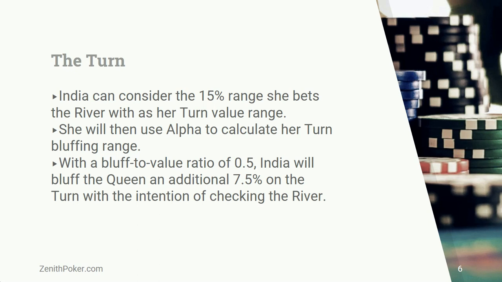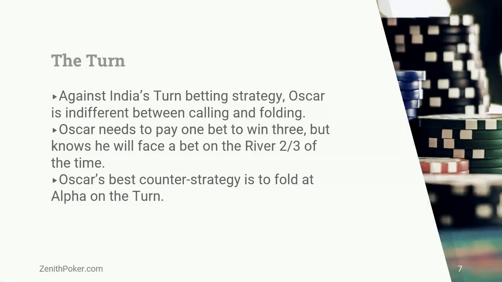When we move to the river, she will bet the 15% range we talked about earlier and check back 7.5% of the queen. And this way, Oscar is indifferent. Oscar will have to pay 1 bet to win 3, but he knows he's going to face a river bet 2/3 of the time. And so Oscar is indifferent against India's betting strategy here. And Oscar's counter strategy is to just fold the turn at alpha as well.